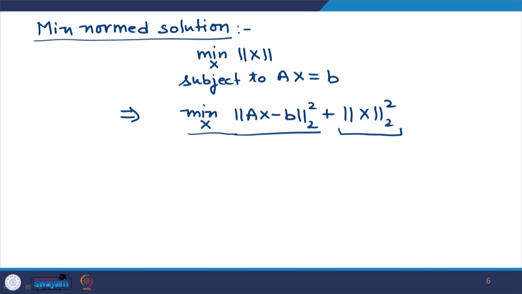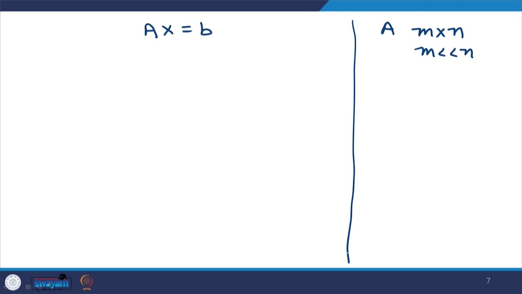So how to solve such a system? Again, we will use the concept of pseudo-inverse. What I have is a system Ax equals b. Here, A is an m by n matrix and m is less than n. In the case of least square approximation, you have seen that the pseudo inverse is A transpose A inverse into A transpose. Now, if I calculate A transpose A here, it will be of size n by n. While what is the rank of A?